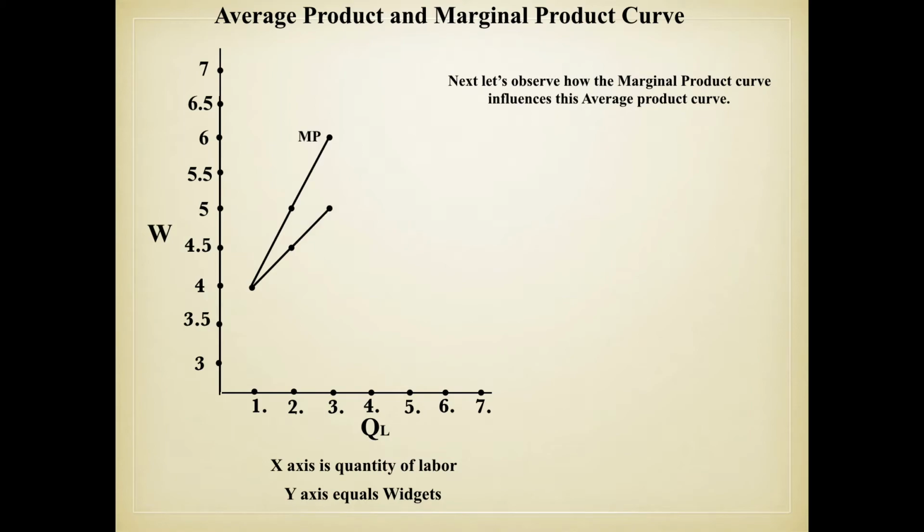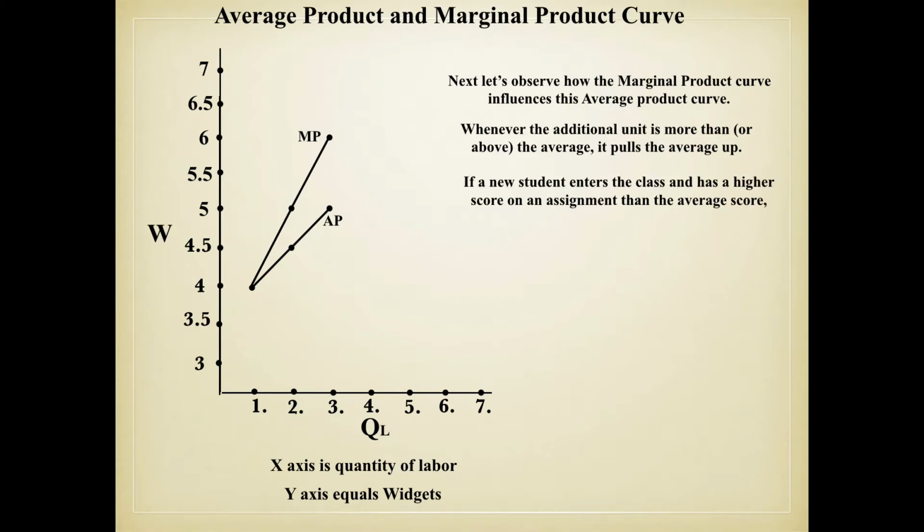Marginal product is the top curve, average product is the less steep one on the bottom. Whenever the additional unit is more than or above the average, it pulls the average up. If a new student enters the class and has a higher score on an assignment than the average score, this score pulls the average up.